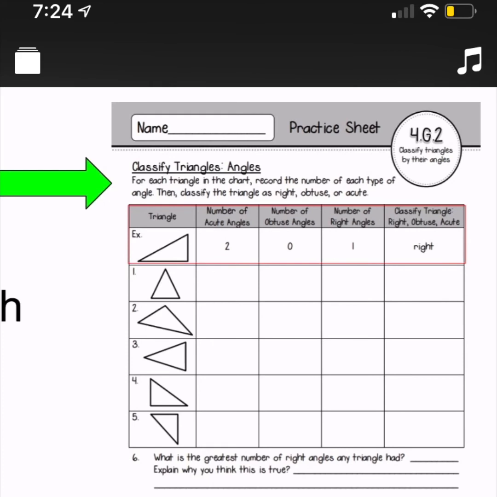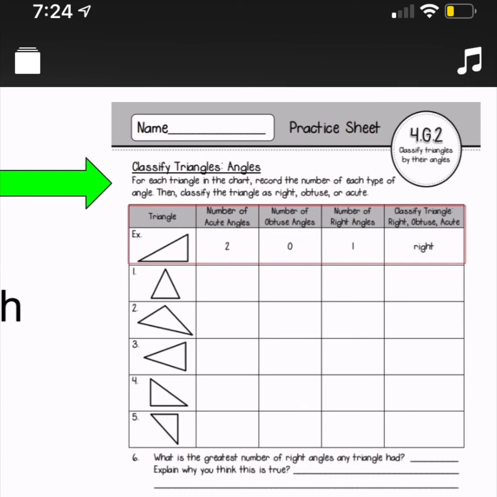There are 2 acute angles, which technically they all have 2 acute angles, unless it's an acute triangle. Number of obtuse, I don't see any obtuse angles, no angles that are larger than 90 degrees or larger than a little square. And there is 1 right angle. Number of right angles is 1. So I know this is a right triangle.